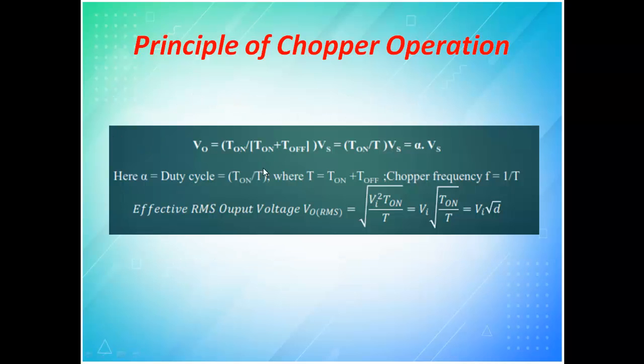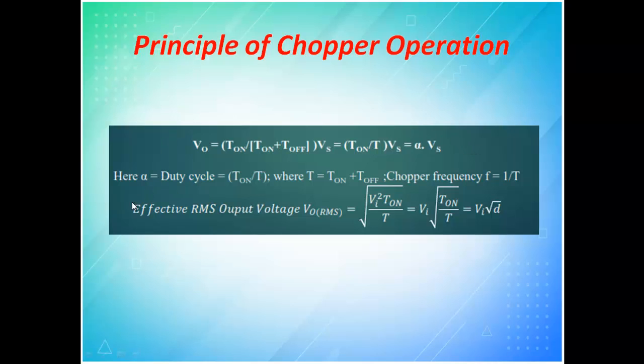So output equation, V0 is equal to T on divided by T on plus T off into Vs, which I can say is alpha times Vs. So V0 is alpha times Vs. So output voltage can be alpha times Vs. Alpha value will vary from 0 to 0.9, so 0, 0.1, 0.2, 0.3 till 0.9.